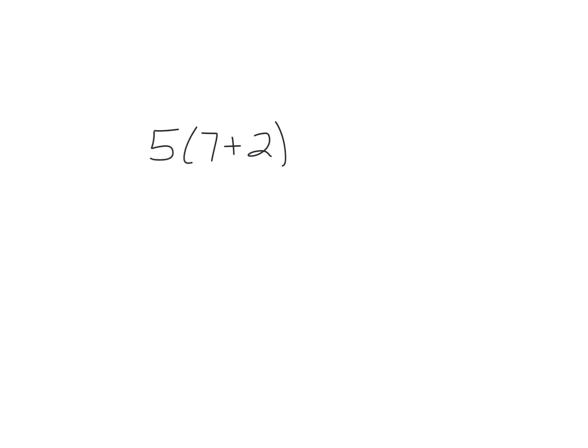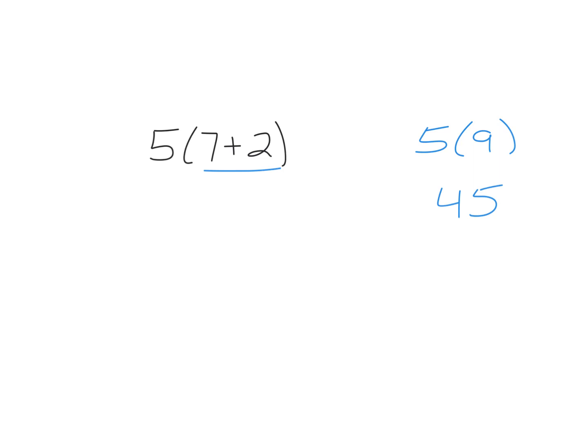Looking at this problem, we all know how to do this, right? Usually we do parentheses first, correct? 7 plus 2, we would get 9. So we'd have 5 times 9. What's 5 times 9? 45. We're going to look at it a little differently, because we're eventually going to get letters involved.